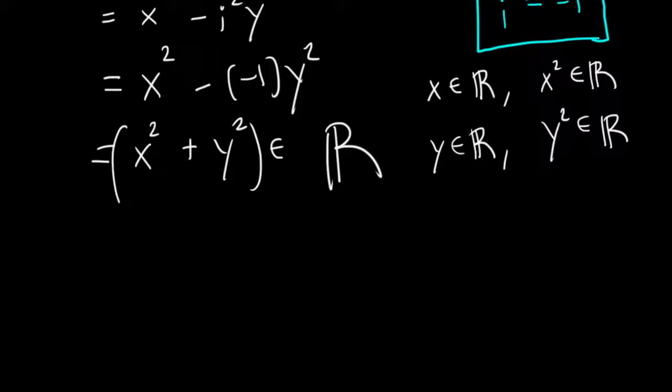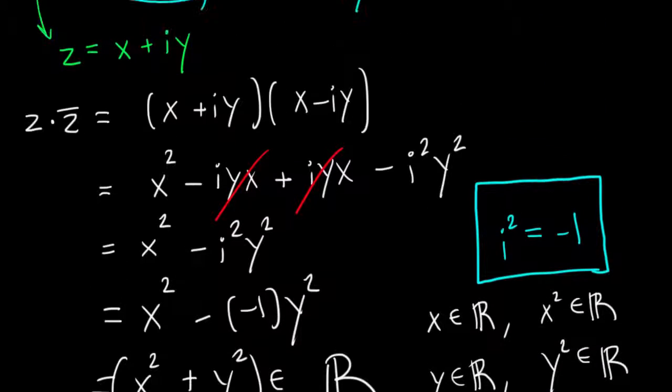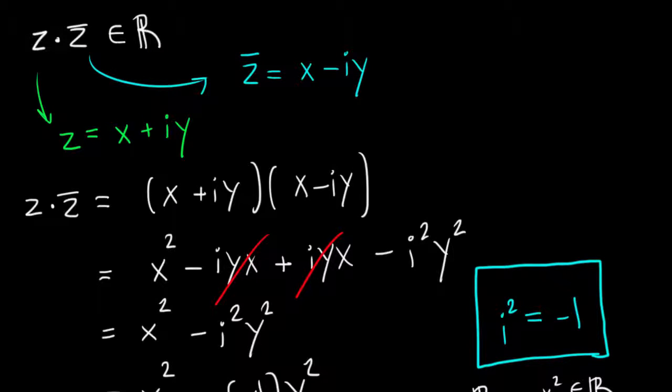If you have questions about this, leave them below, but I think it's pretty simple. We're just returning to the definitions of both of these values and multiplying them, right? It's the easiest way to go about doing that.